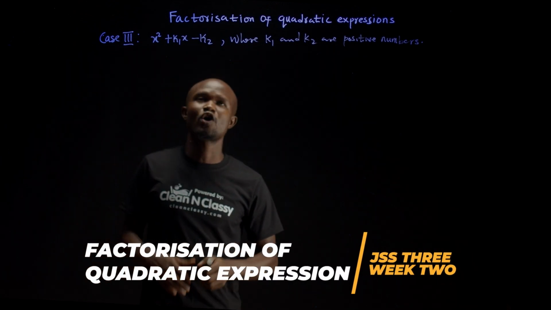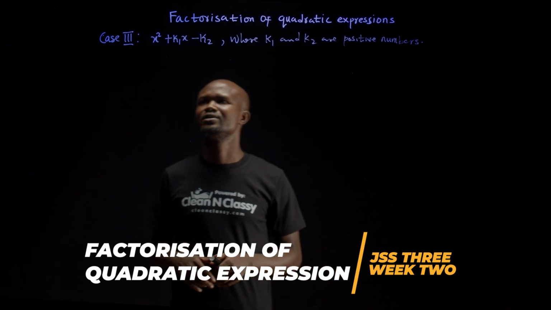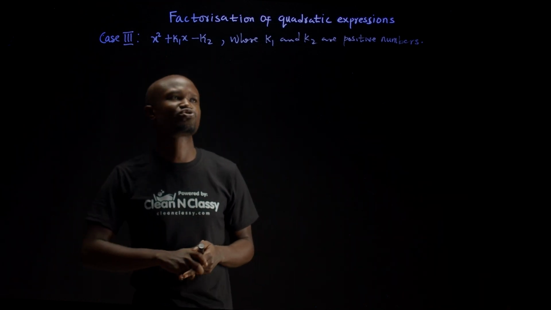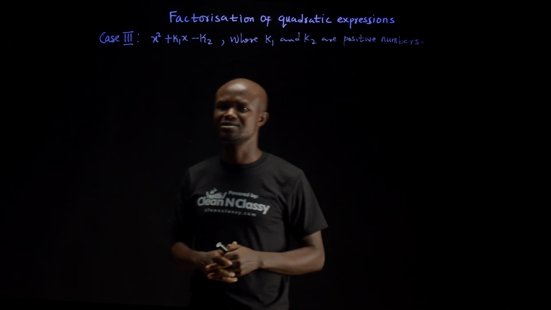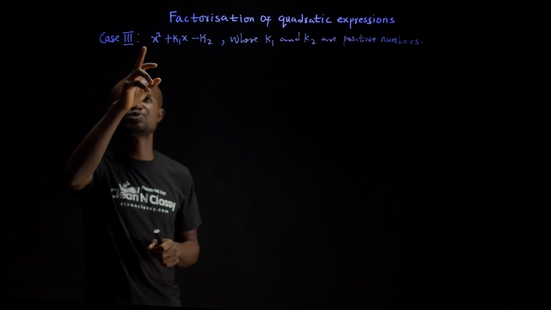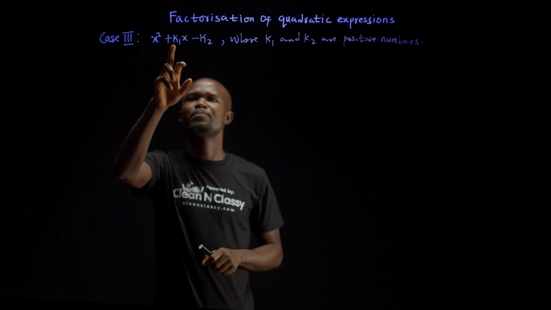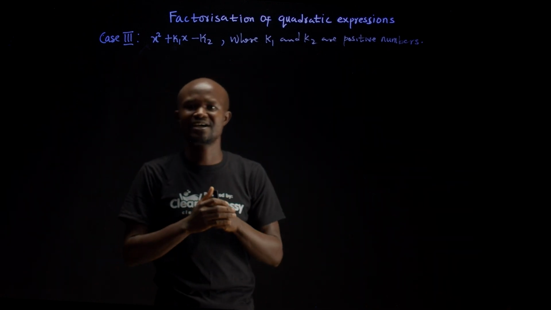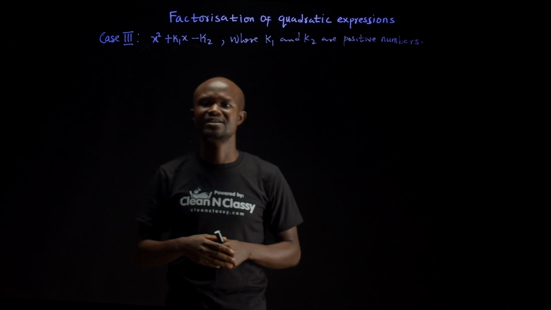Now, case 3, under the factorization of quadratic expression. This is the form x squared plus k1x minus k2, where k1 and k2 are positive numbers. For this case, you can see that the coefficient of x squared is positive. The coefficient of x is plus k1, and k1 is a positive number. Therefore, the coefficient of x here is also positive. But the constant term we have here is negative.